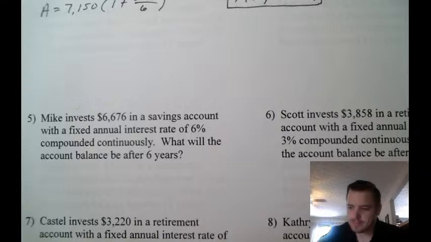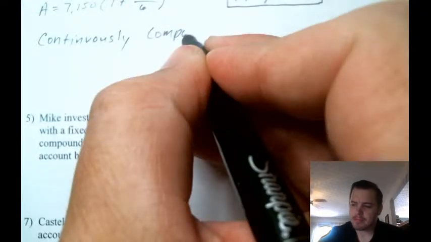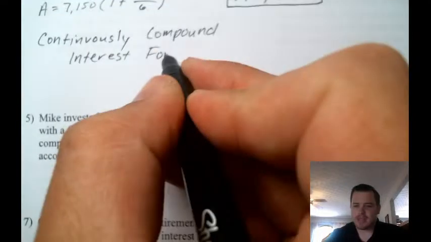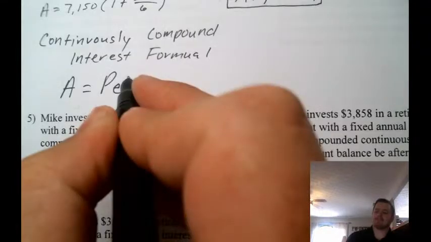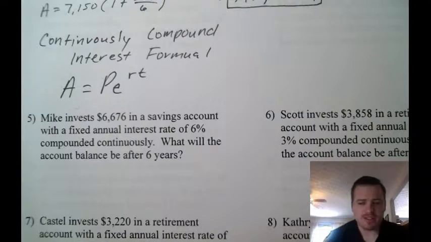Continuously compound interest formula. And here's what it is. A equals P, your principal, and then the letter E, and then R to the T. Now, this is the first time we've seen E in Algebra 2, okay?